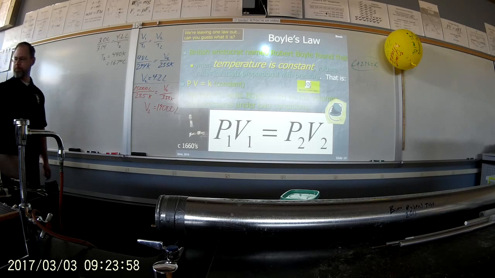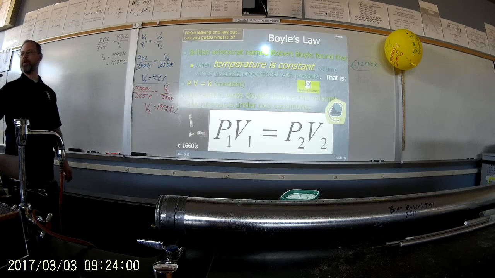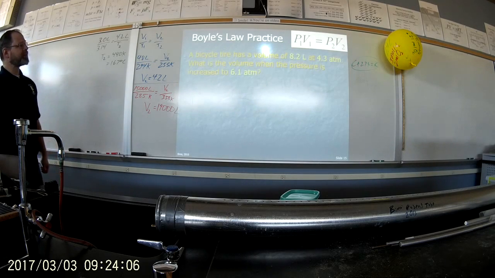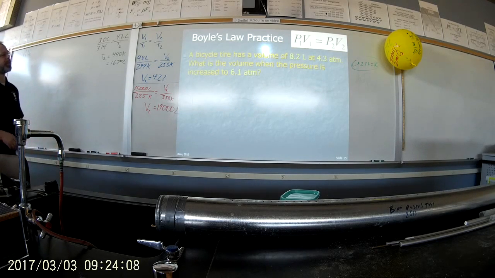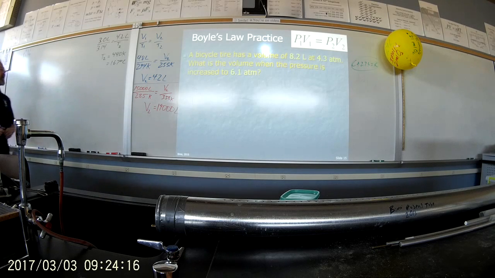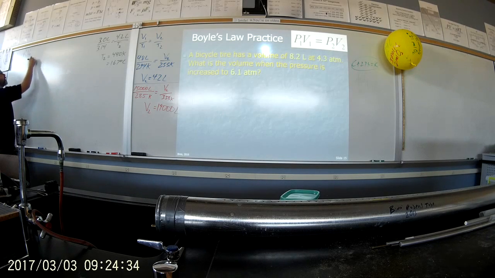Okay, practice. Are we ready for practice? Yes, we are. A bicycle tire has a volume of 8.2 liters at 4.3 atmospheres. What volume does it have when the pressure is increased to 6.1 atmospheres? I like to write the formula down first. The pressure is given as 4.3 atmospheres, and the volume is 8.2 liters. We want to know what the new volume is at 6.1 atmospheres.